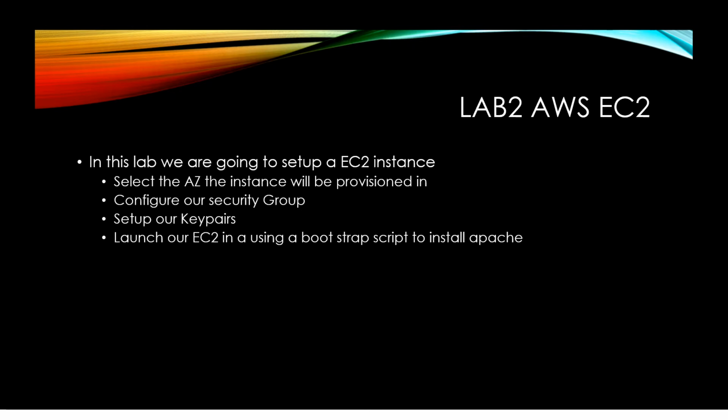So in this particular lab, we're going to set up our EC2 instances. We're going to select the availability zones that these instances are going to belong to, and then we're going to configure our security groups, set up our key pairs, and then launch our EC2 instances using a bootstrap script that's going to install Apache. All right, so let's head over to our AWS console.